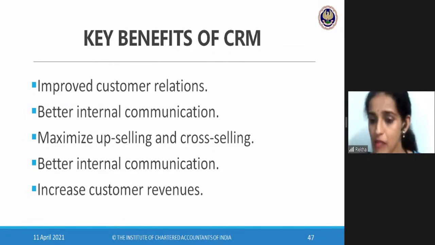Clear? CRM mainly concentrates on how to improve the sales and how to increase the total revenue by giving better services to the customers. It is for external parties, not for the employees.